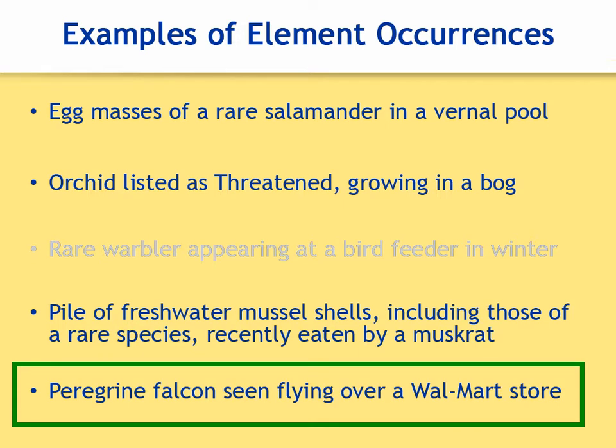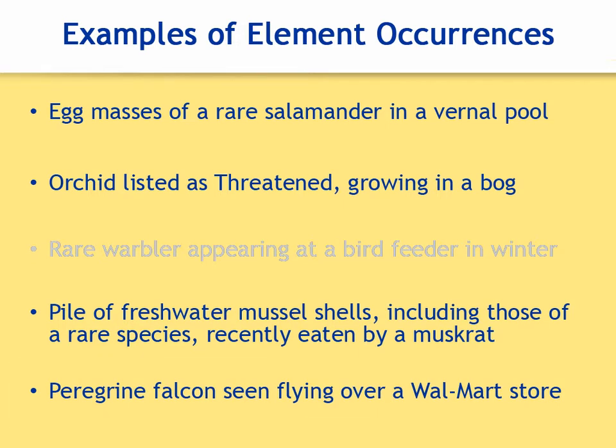A peregrine falcon seen flying over a Walmart store. That does not seem to give us enough information, does it? Because birds are so mobile, many sightings occur in areas that do not have conservation value for the species. For birds, typically we want to have evidence of breeding activity to consider a sighting an EO. So no, the Walmart sighting would not be mapped as an element occurrence.